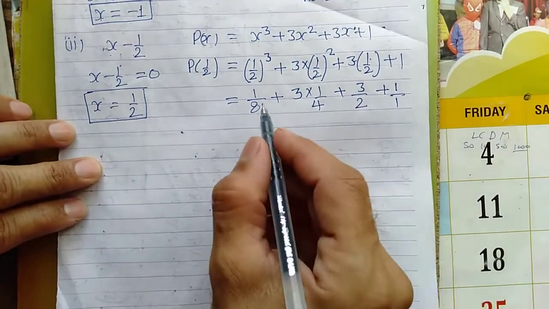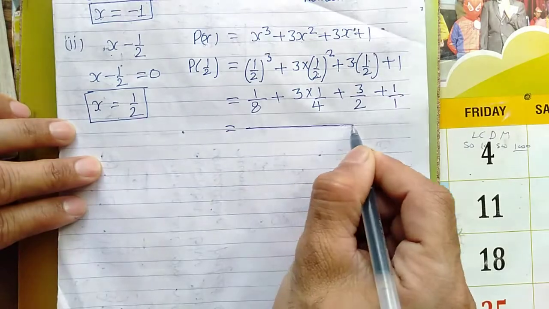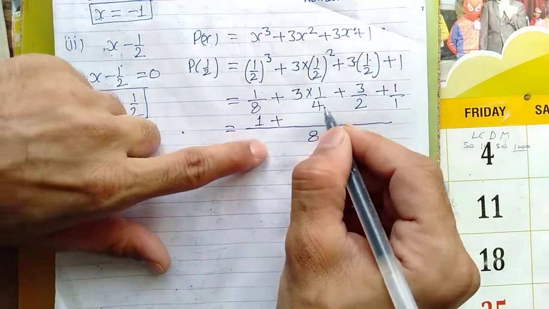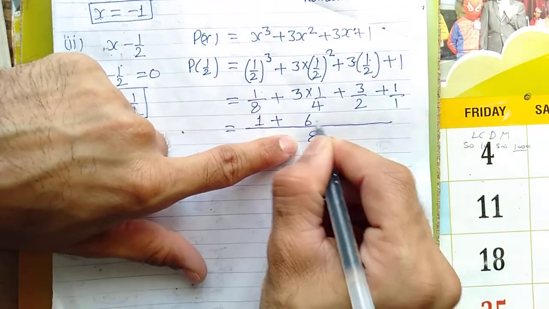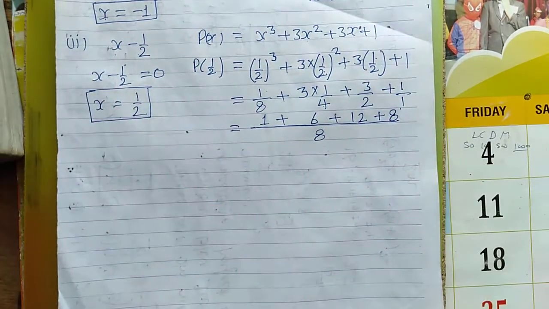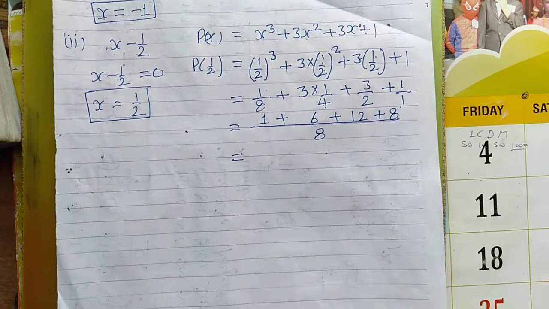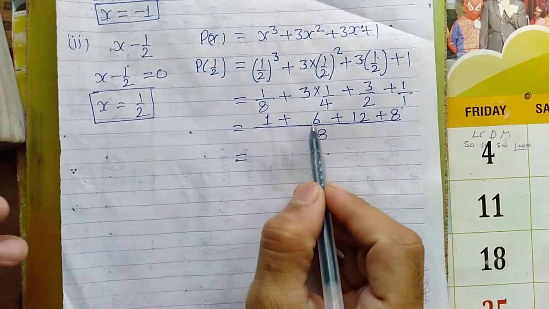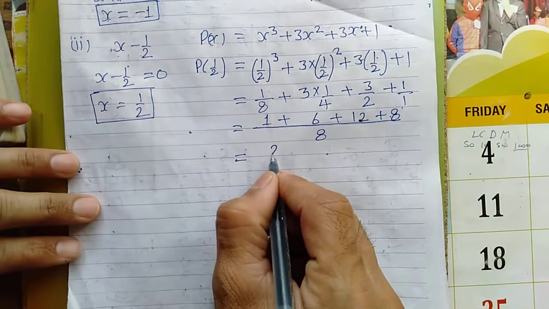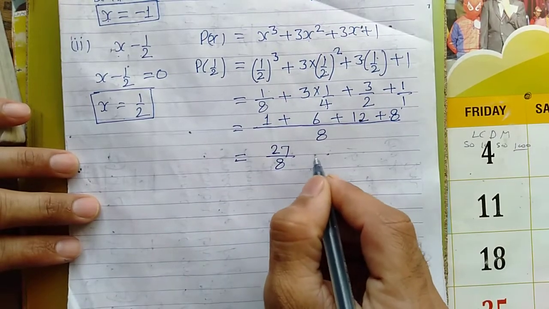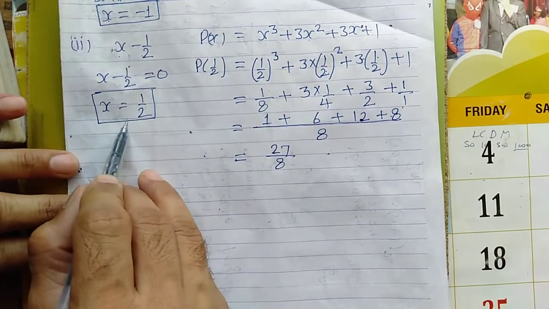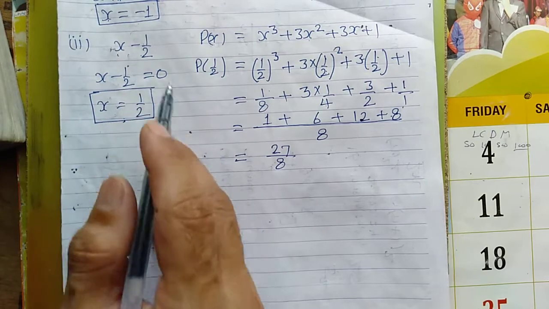Now here we can take the LCM of the same, so by LCM we will try to solve. LCM will be 8 only, 8 1s are 8, so 1 will come, plus 4 2s are 8, 2 3s are 6 will come, 2 4s are 8, 4 3s are 12 will come, and this will be 8 times. Now add them: 1 plus 6 equals 7, 7 plus 12 equals 19, and 19 plus 8 equals 27. So 27 upon 8 is the remainder of this polynomial when it is divided by x minus 1 upon 2.